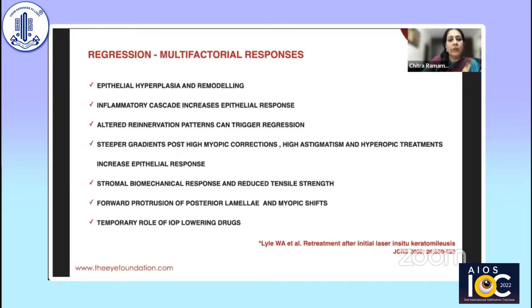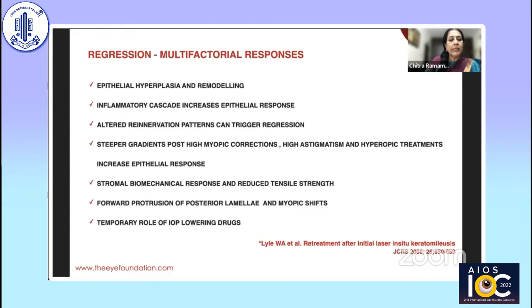So then the responses are also multifactorial. Essentially, regression is all about epithelial hyperplasia and remodeling which occurs. And if there is more inflammation, there is an increased epithelial response, as it could happen in a dry eye status. Again, altered re-innervation patterns could trigger regression. Again, the steeper gradients which are created when you're doing high corrections, be it a myope or astigmatism or a hyperope, these again increase stromal remodeling and increase the epithelial response.